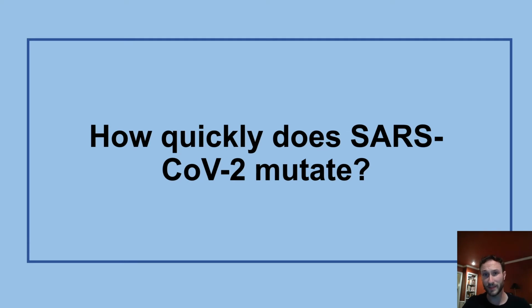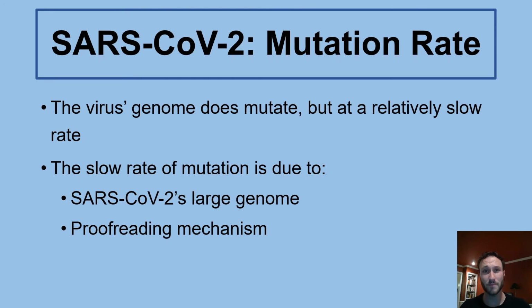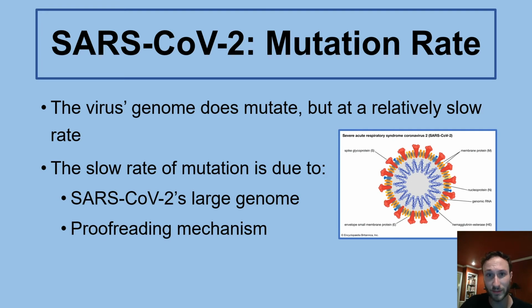Now that we've covered the basics of what a viral genome and what a viral mutation is, we can start thinking about mutations in the context of the novel coronavirus. So, how quickly does SARS-CoV-2 mutate? The short answer is, it mutates slowly. And there are two reasons for that. The first is that the novel coronavirus is a large RNA virus, meaning that the size of that purple necklacey material from the diagram earlier is relatively big compared to other RNA viruses. And it's generally accepted that larger RNA viruses mutate at a slower rate than smaller coronaviruses.